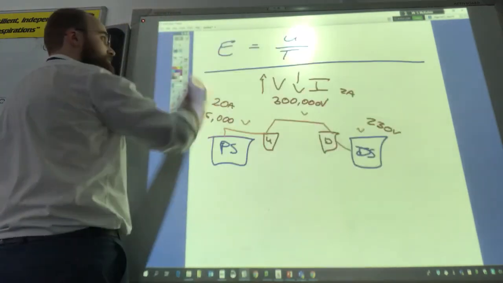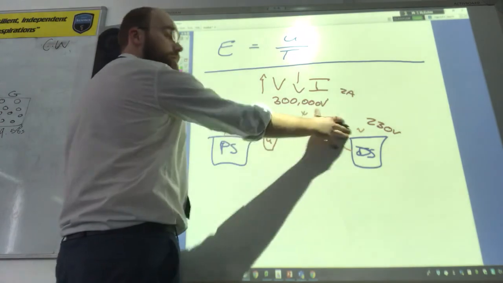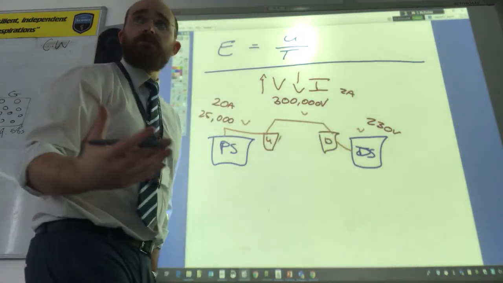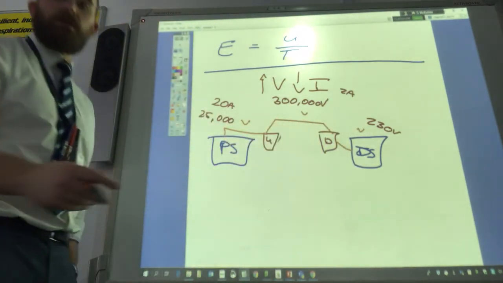So without my step-up transformer, the power loss here would be 400 watts. But now I've changed the voltage and put down the current. I've changed it to 4 watts.